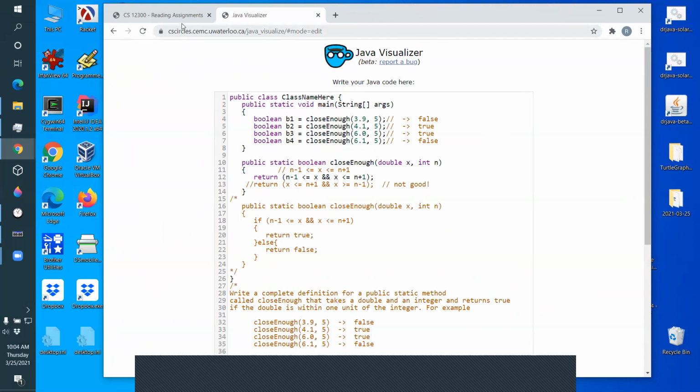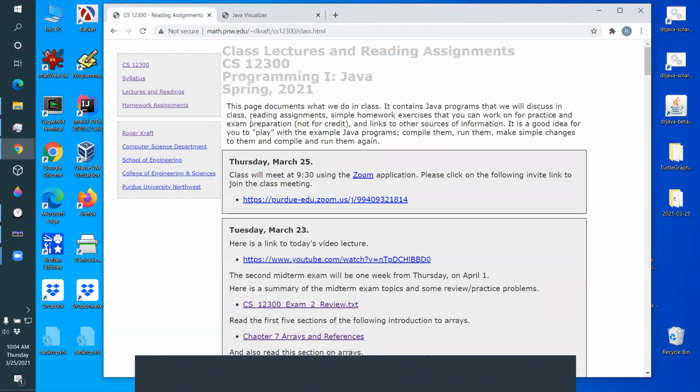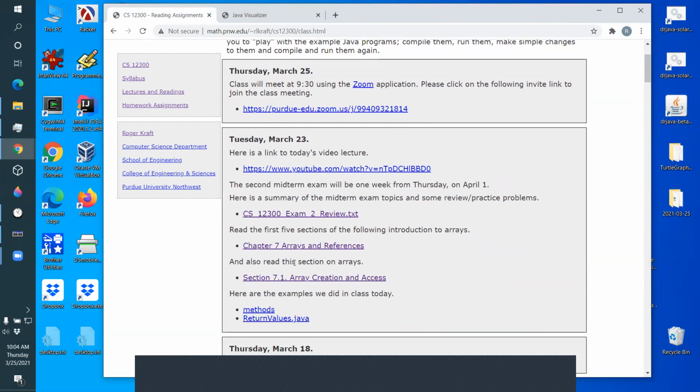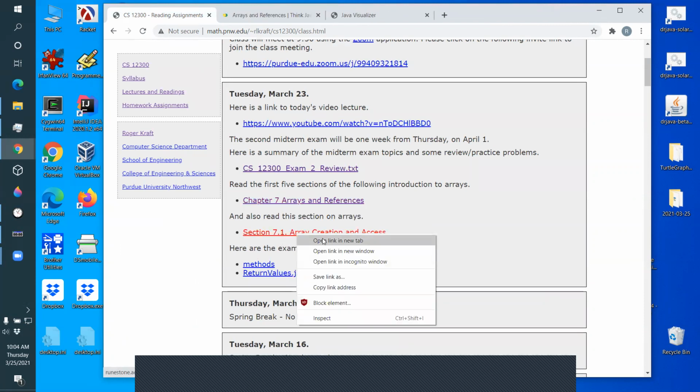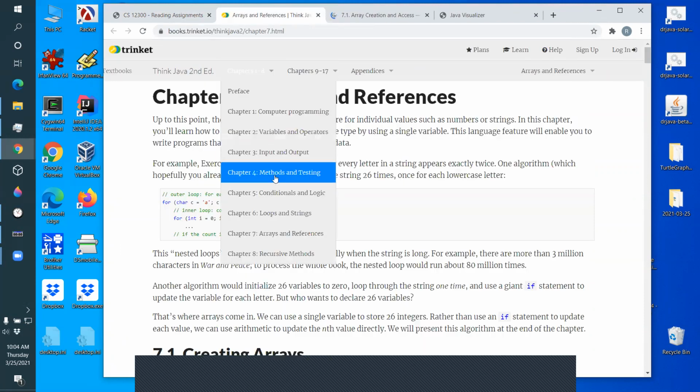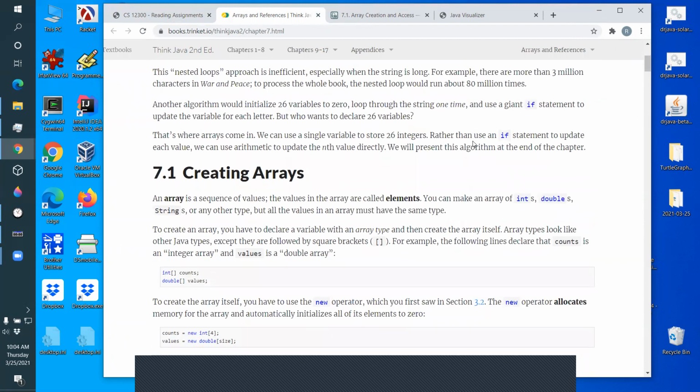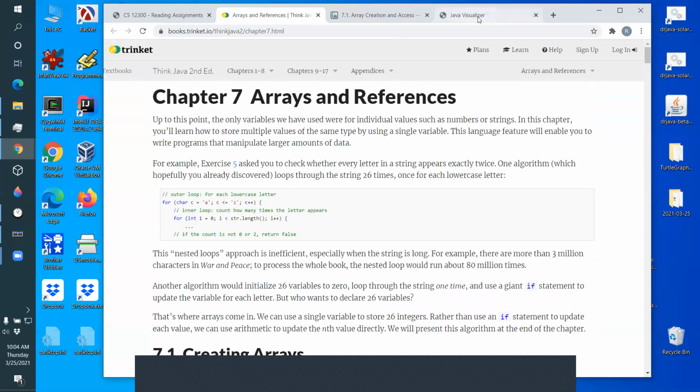start talking about arrays. Okay, so we've got these two references on arrays. We want to, here's the idea.